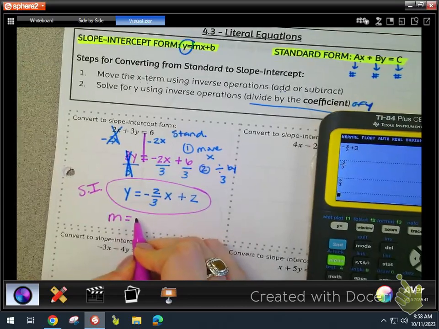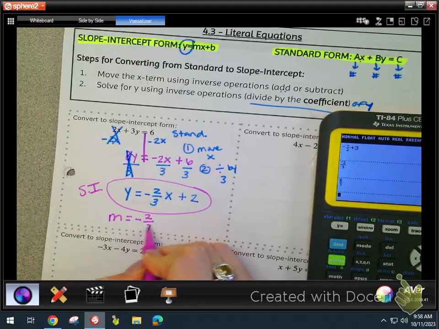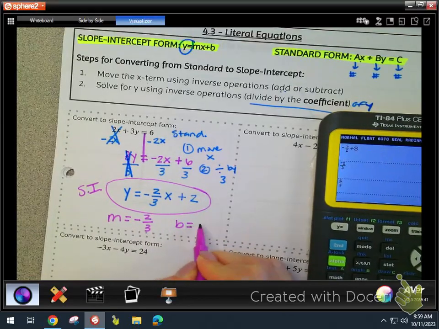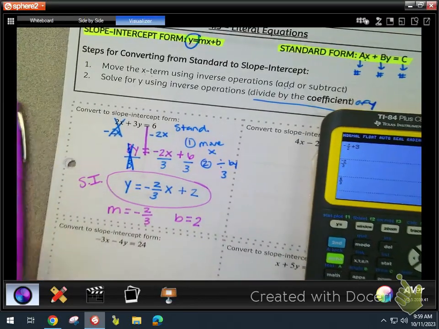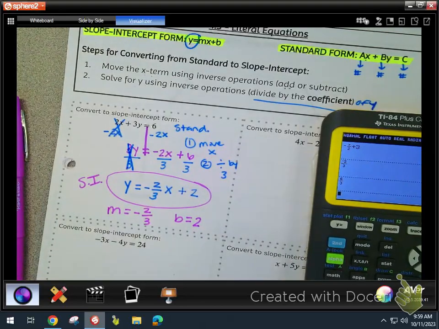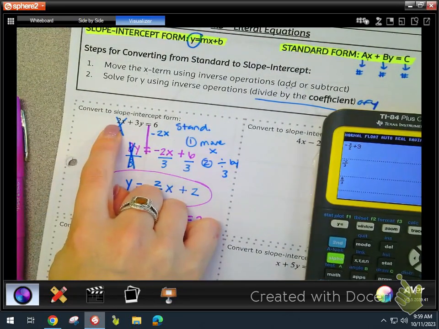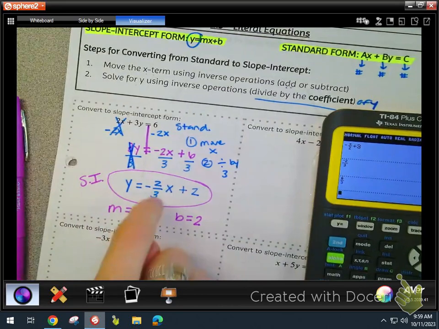The m is? Negative 2 over 3, and the b is? 2. Okay? You cannot see the slope until you get it into slope-intercept form. So all of these problems, there is a number next to x in the standard form, but that is not the slope. You got to do all this and get it there.